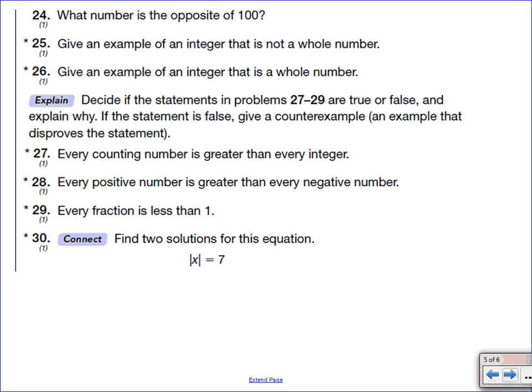What number is the opposite of 100? Opposite means opposite sign, so -100.